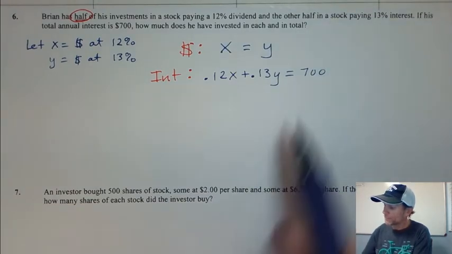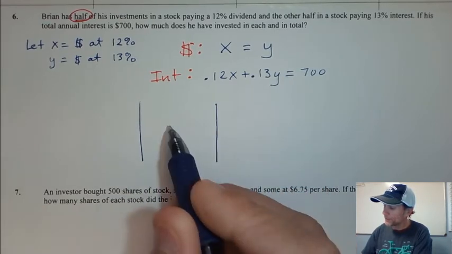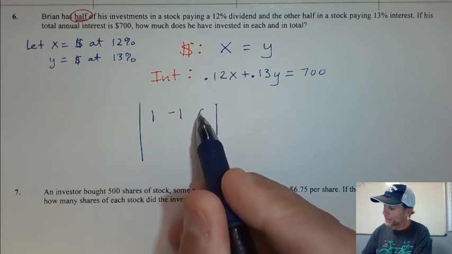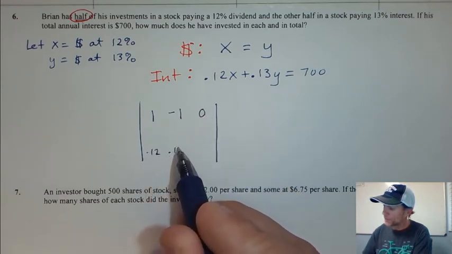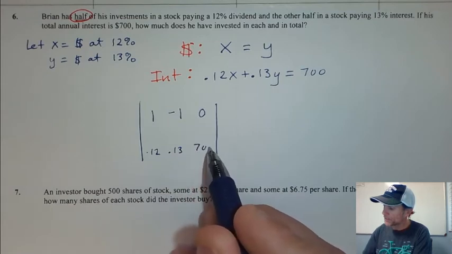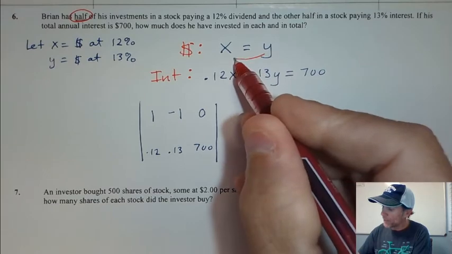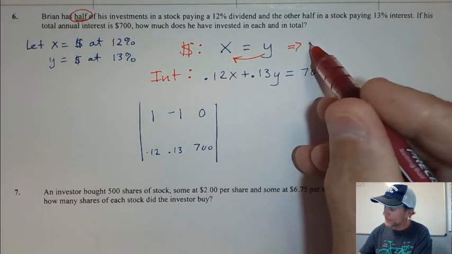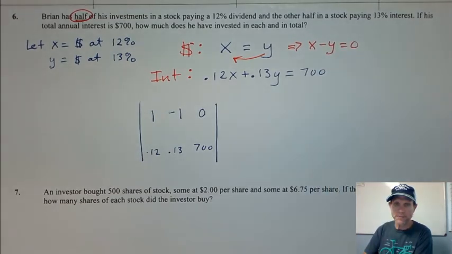Now we have to be a little cautious when we set up our matrix here, and we've been doing this all chapter, so we shouldn't be too blown away by this. And then I have 0.12, 0.13, and 700. So what happened on this one up here was that I moved this y over, and it became x minus y equals 0. So it was ready for the matrix.